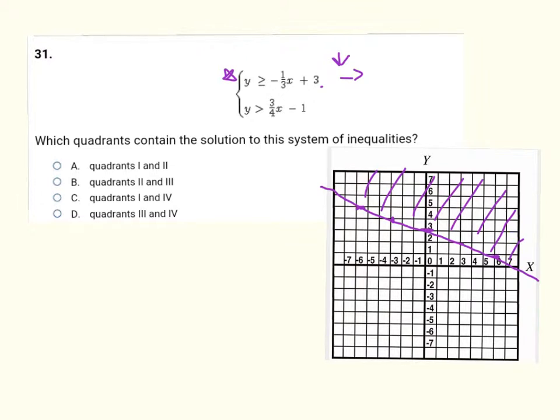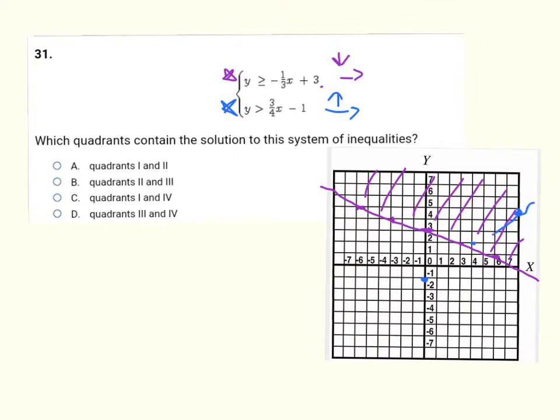And then I'm going to go ahead and do the second one, and I'm going to do that one in blue. It has a y-intercept of -1. So I'm going to draw a dot at -1 on the y-axis. And then this one has a slope of +3/4. So that means I'm going to go up 3 and to the right 4.